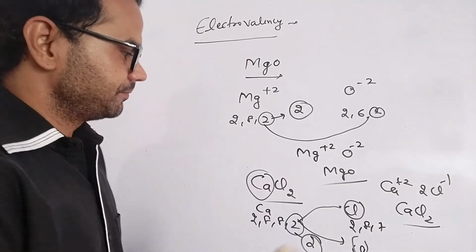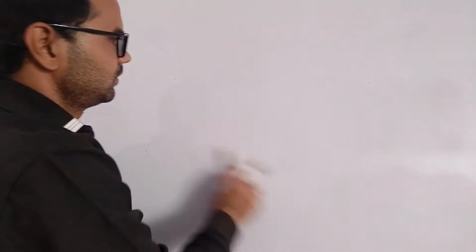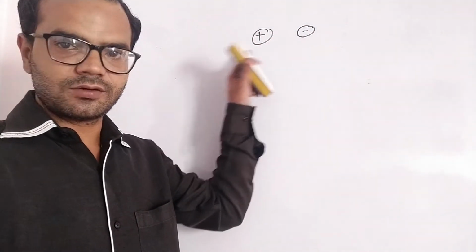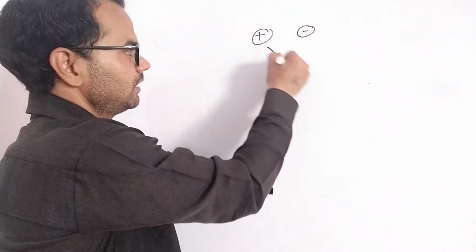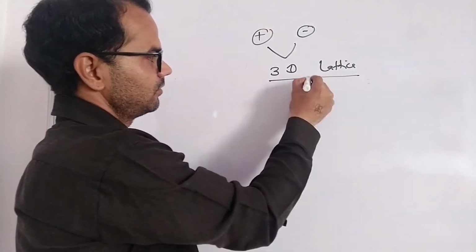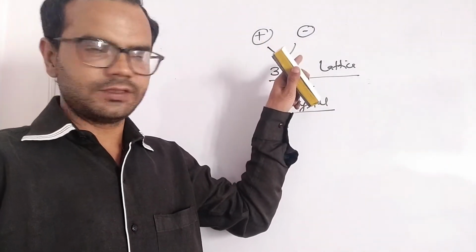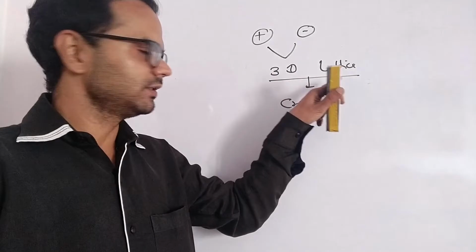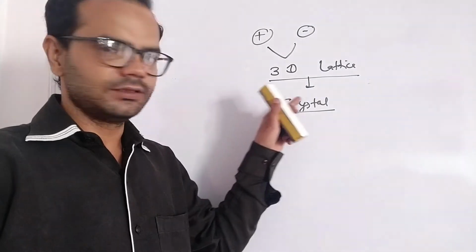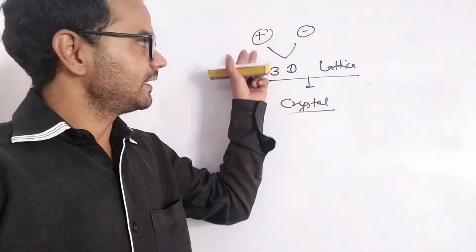Right. Next is the crystal. Between cation and anion there is a strong electrostatic force of attraction. As a result, a three-dimensional lattice is formed, that is called a crystal. Right. So we can say ionic compounds are found in crystalline form, a three-dimensional arrangement of cations and anions.